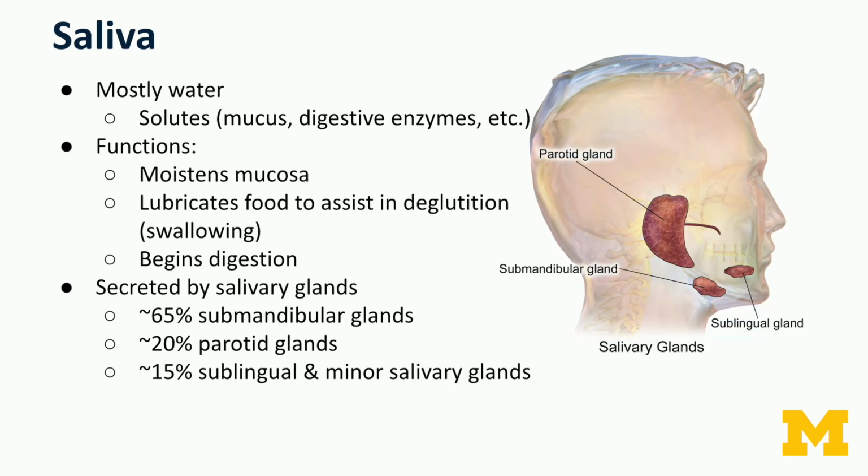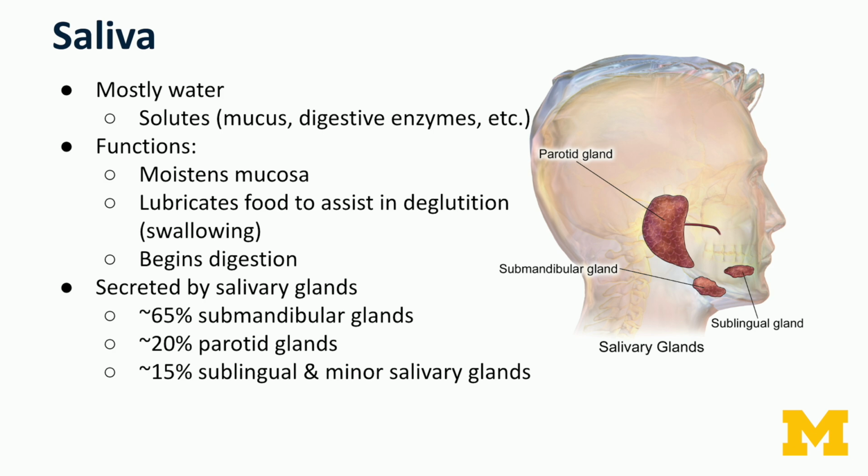So there are major salivary glands and minor salivary glands, which all secrete a substance known as saliva, or colloquially spit. What is saliva? Well, it's mostly water. It also contains quite a bit of mucus that's basically secreted water with proteins and lipids in it, as well as digestive enzymes and other materials.